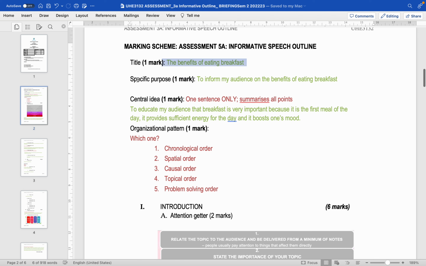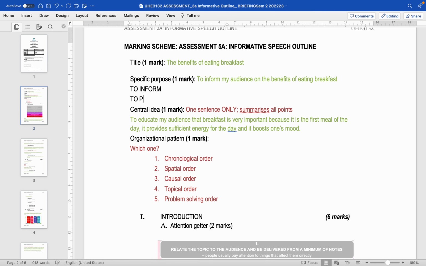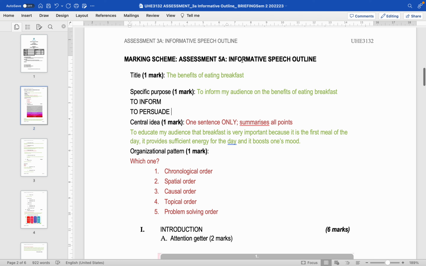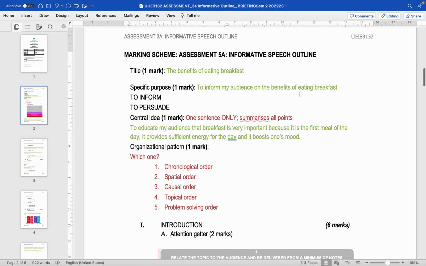Okay, so for specific purposes, ladies and gentlemen, there are two types. Literally, there are only two types. It's either you want to inform, that is the informative speech, or you want to persuade. Okay, so I believe the final assessment is to inform your audience. Please do not forget the word your audience. Okay, so to inform my audience on what? Link it back to your title, the benefits of eating breakfast. So if you do this, you can get 1 mark.